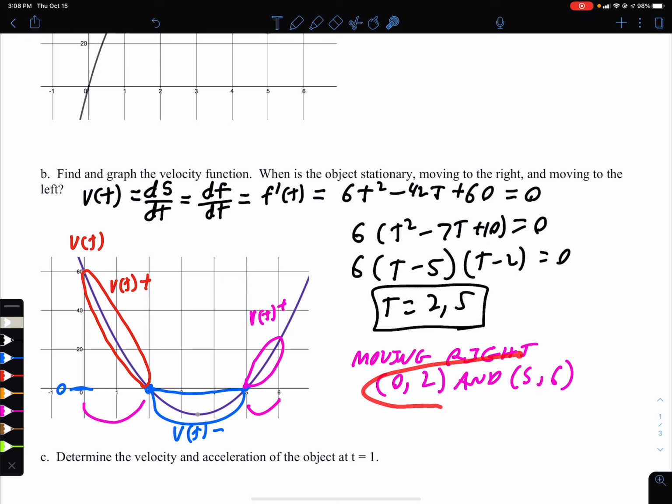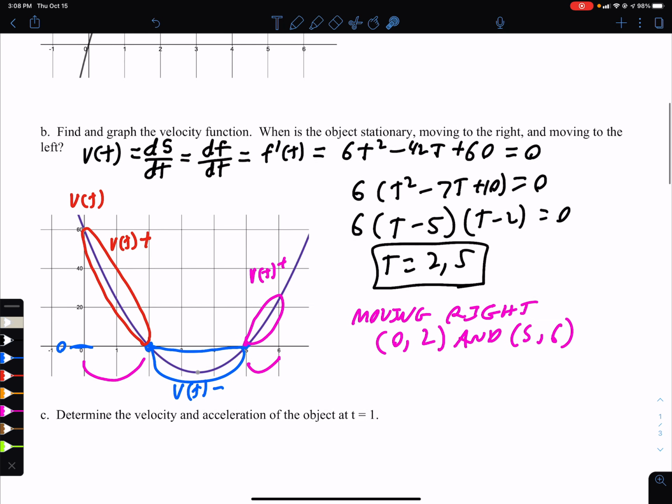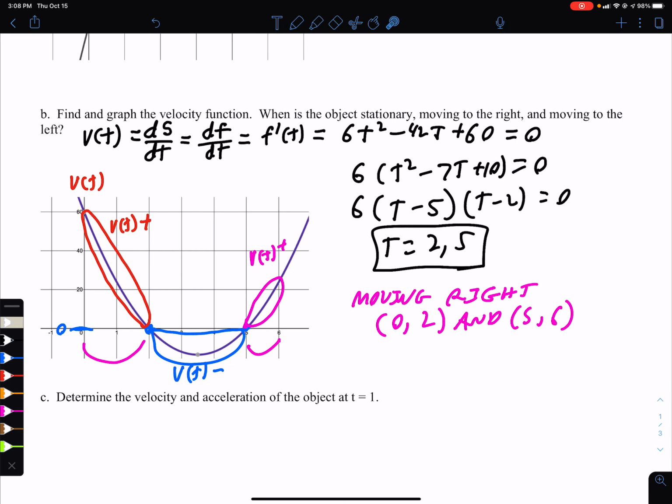Now, this can be an interval or it can be a point. 0, 2 could be a point, and 5, 6 could be a point, or it can be the numbers between 0 and 2 and the numbers between 5 and 6. But since we're describing where it's moving right, and they wanted the regions, these are intervals by context. Now, where is it moving to the left? So something moves to the left when the velocity is negative. And that we can see is between 2 and 5. So we can say in that region from 2 to 5.